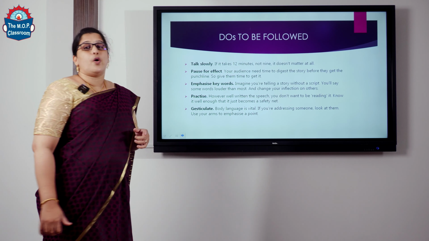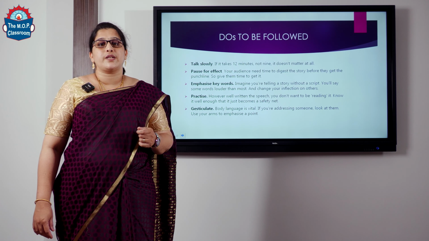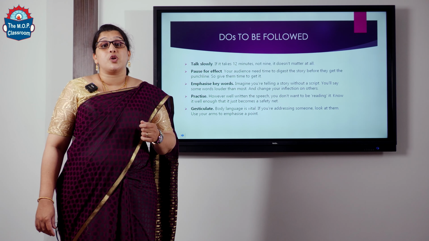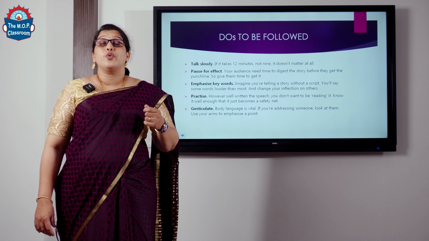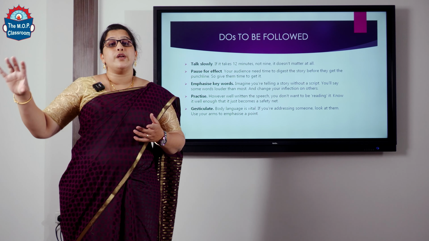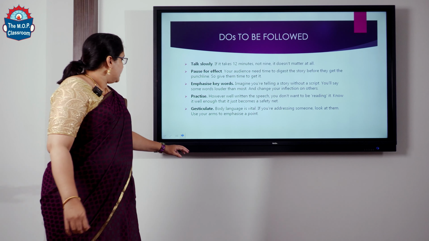And next is your body language. So you need to stand in the right posture. Your hand movements should be correct. Everything comes under body language, and you need to maintain eye contact with the audience. You cannot look down or look up or look at a particular point. You need to cover the entire audience. So it is very important that you maintain eye contact with the audience.